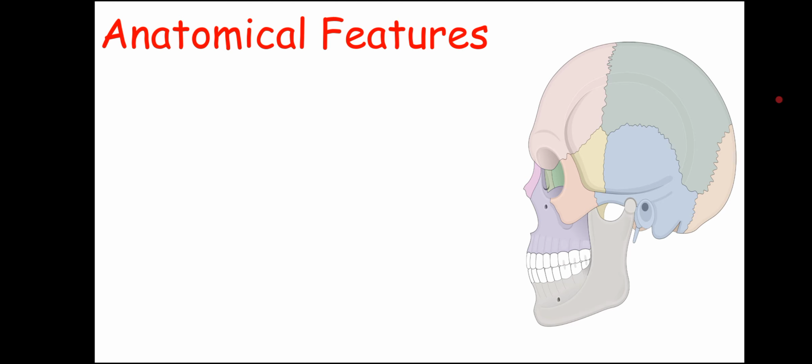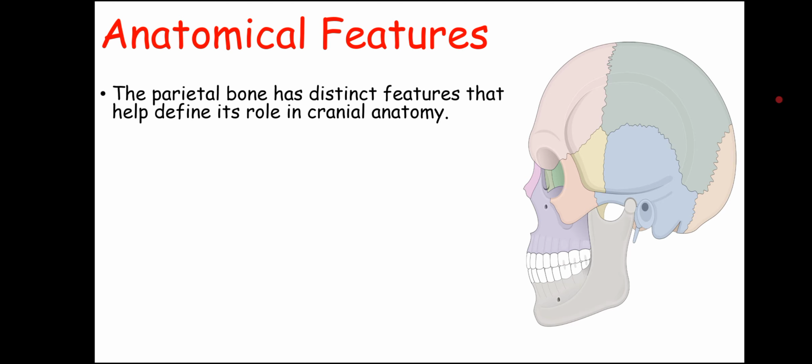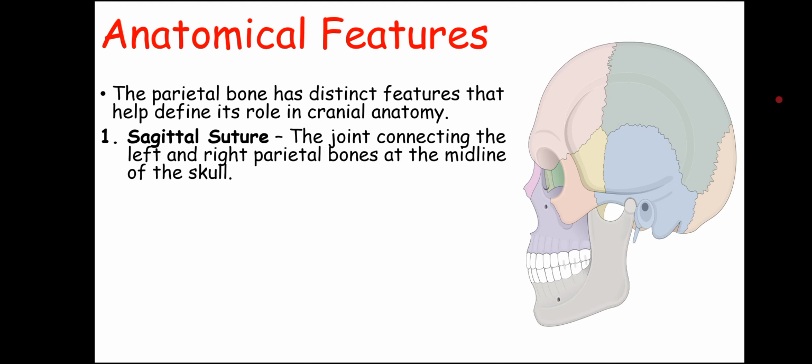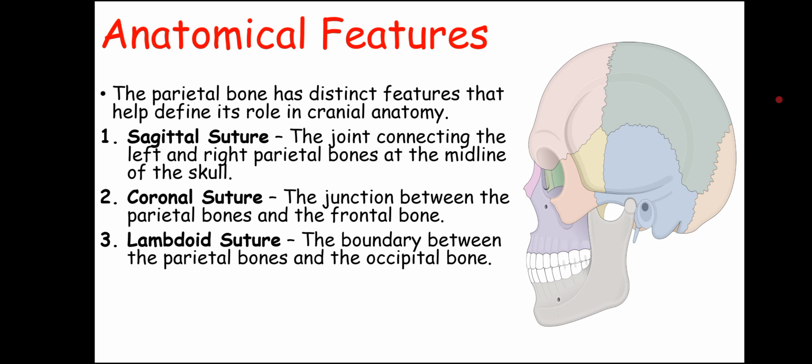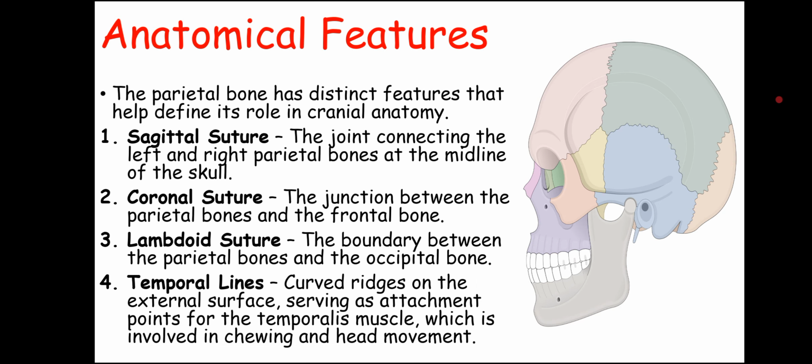Moving towards the anatomical features of the parietal bone. The parietal bone has distinct features that help define its role in cranial anatomy. The first is the sagittal suture, that is the joint connecting the left and right parietal bones at the midline of the skull. Second we have the coronal suture, that is the junction between the parietal bone and the frontal bone. Third we have the lambdoid suture, that is the boundary between the parietal bone and the occipital bone.